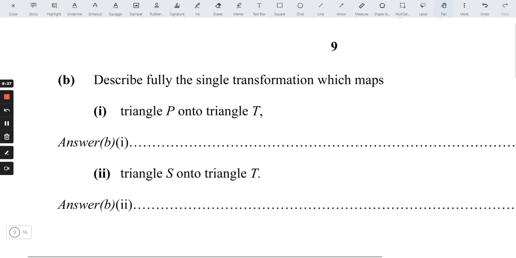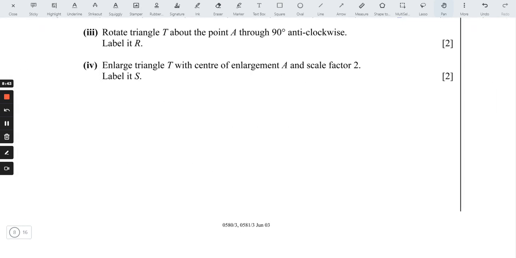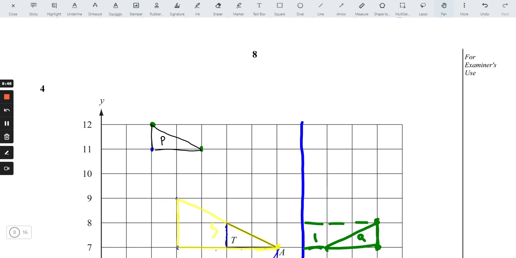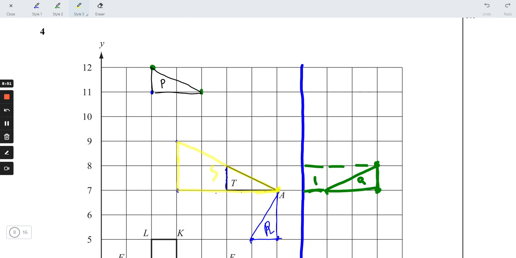Now describe fully the single transformation which maps triangle P into triangle T. So you have to go back and look at triangle P and triangle T. As you can see, from P to T, we are going back to our original here. It's 3 steps to the right and going down from this point here: 1, 2, 3, then 1, 2, 3, 4. So 3 to the right and minus 4 down. So it's translated by the vector 3 and minus 4.